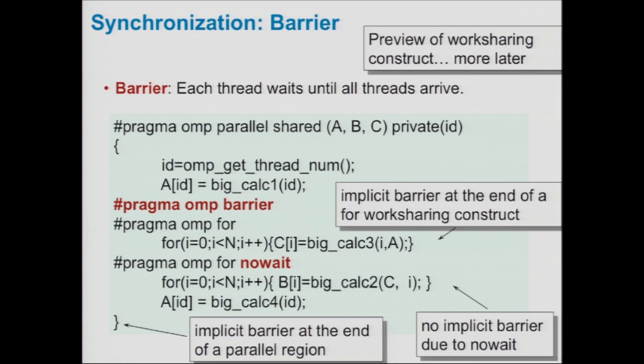And so what if you don't need to wait? Well, then you can just add this nowait clause. That says, don't put that implicit barrier at the end of this parallel region, because it just adds synchronization overhead that I don't need.